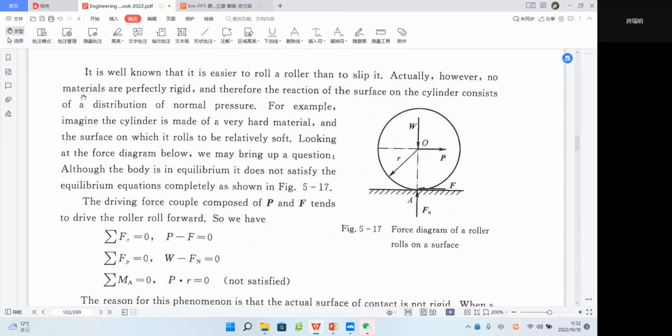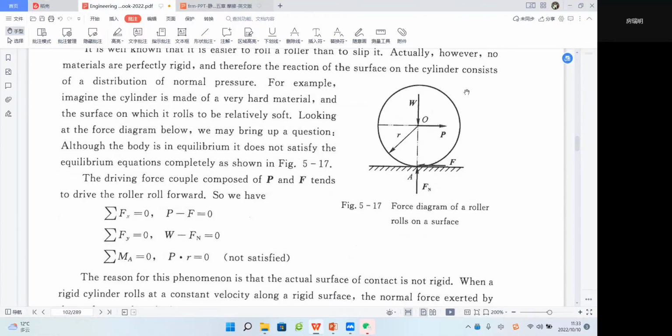However, no materials are perfectly rigid, and therefore the reaction of the surface on the cylinder consists of a distribution of normal pressure. For example, imagine the cylinder is made of very hard material and the surface on which it rolls is relatively soft. Looking at the force diagram below, you can look at this picture together. We may bring up a question: although the body is in equilibrium, it does not satisfy the equilibrium equation completely as shown.